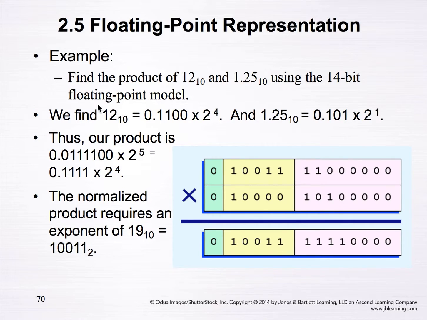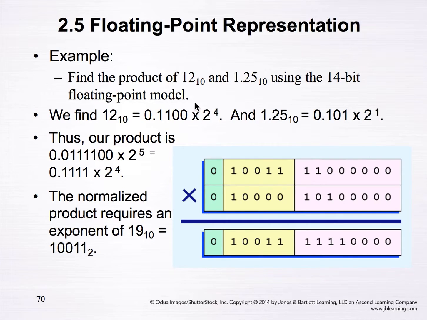So the same as before, the first step is to represent 12 in the standard normalized form of the 14-bit floating point model. So that's 0.110 times 2 power 4. And we also represent 1.25 in the normalized form, and that's 0.101 times 2 power 1. Okay, so in order to do the multiplication of two numbers, the exponents are added. So basically 2 power 4 times 2 power 1 equals 2 power 5. That's 4 plus 1, equal to 2 power 5.